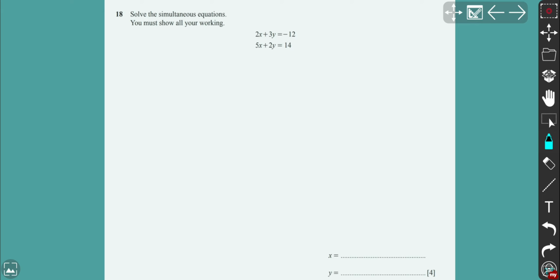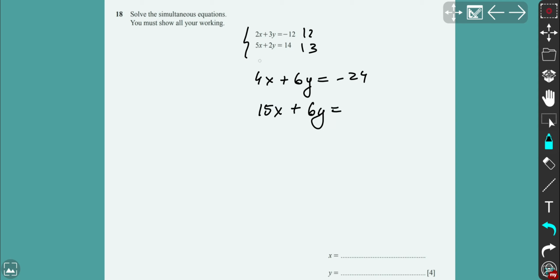So next one, solve the simultaneous equations. You must, okay, show the workings. All right, so for that simultaneous equation, I'm going to use the elimination method. I want to kill y, so I multiply by 2 both parts and here by 3. So what I've got is 4x, then 6y equals negative 24, and then by 3 it's 15x plus 6y equals 42, I guess, right? Then I'm going to subtract equation 1 from 2, so I'm just doing that one, okay?